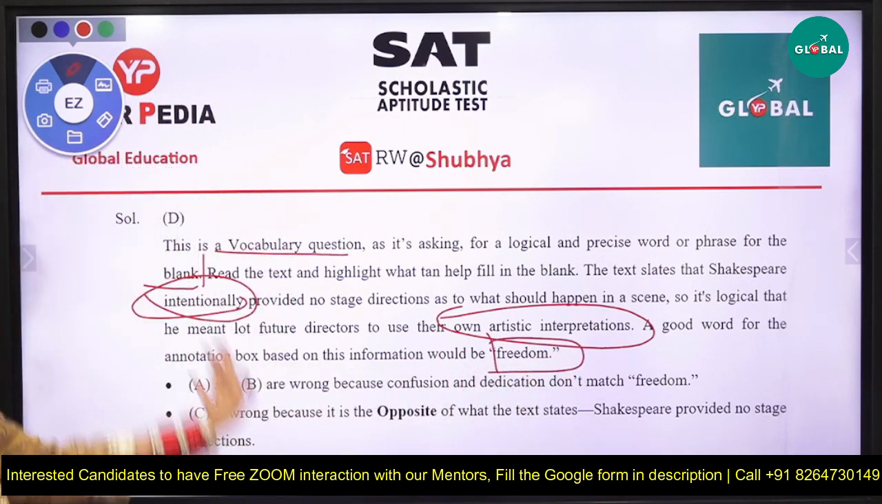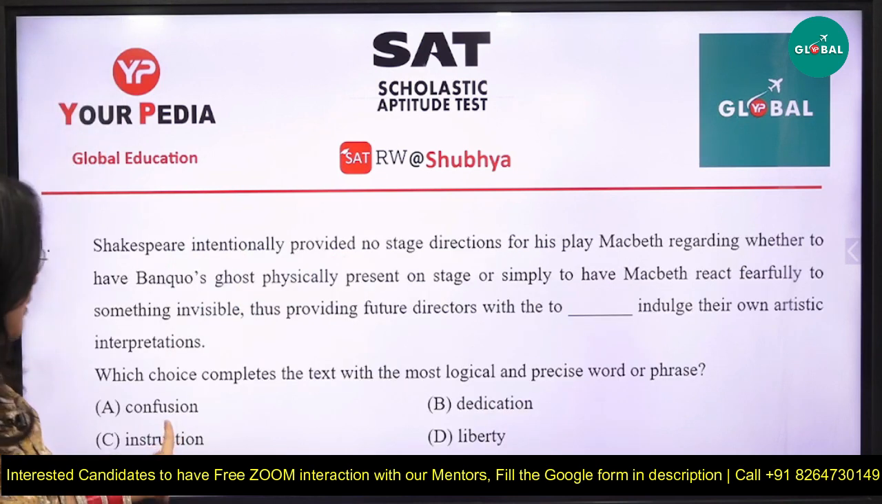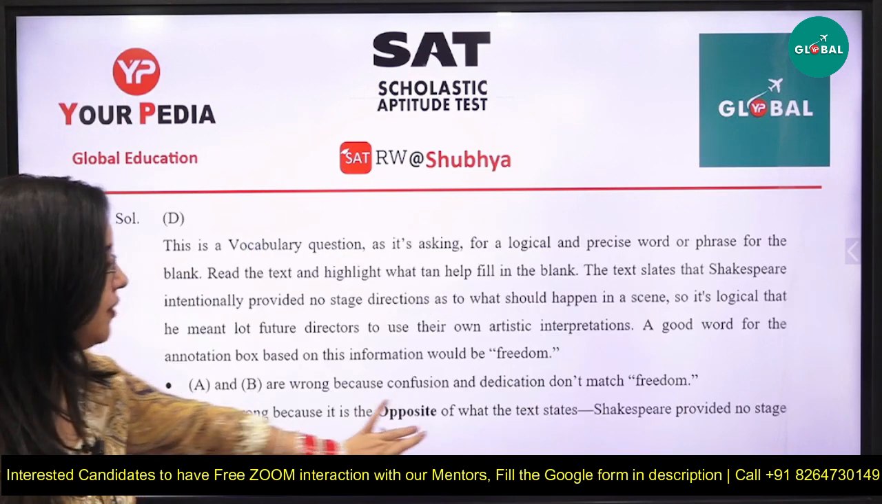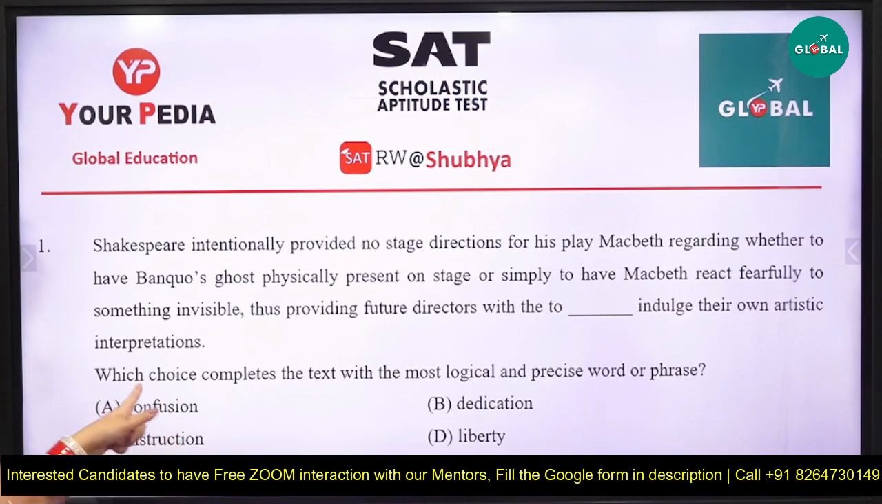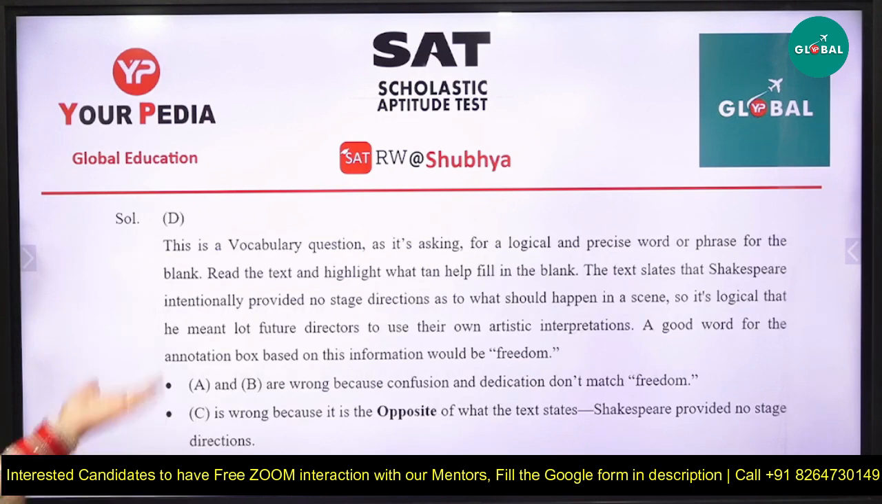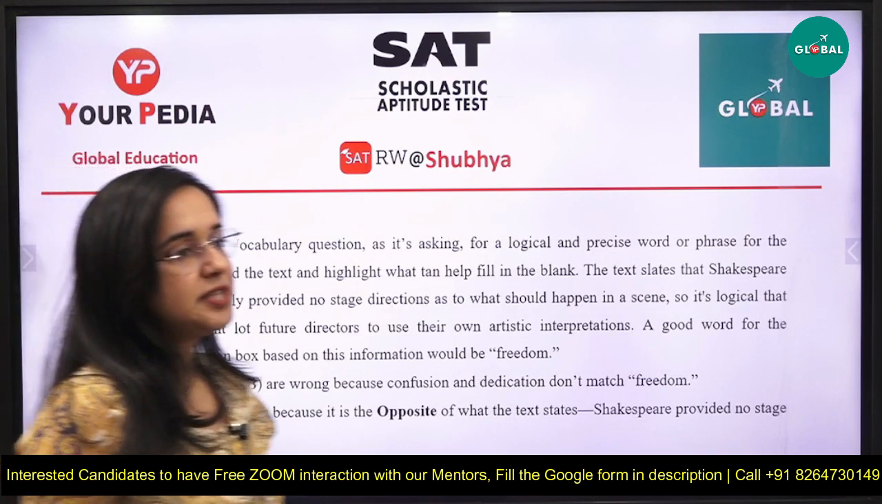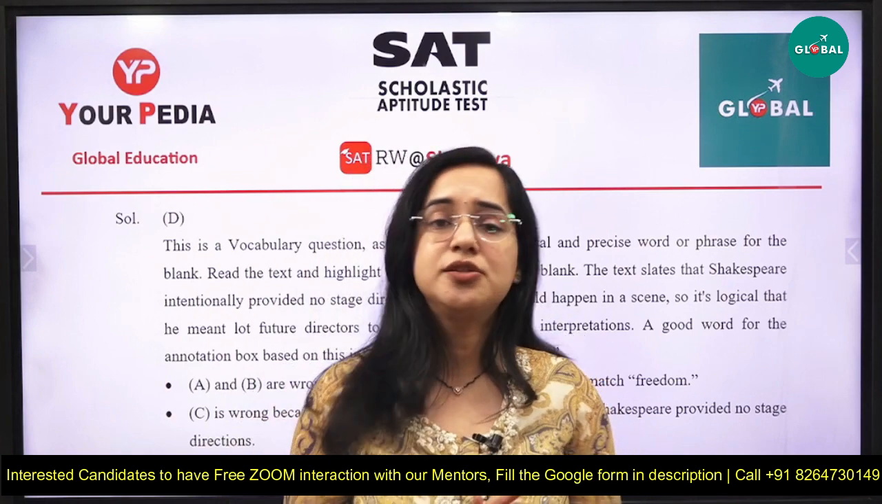A and B are wrong because confusion and dedication do not match with freedom. C is wrong because it's the opposite of what we are demanding: instruction is already channelizing something, and we are not being channelized. And D is correct because liberty matches with freedom. Now see, it's very easy.